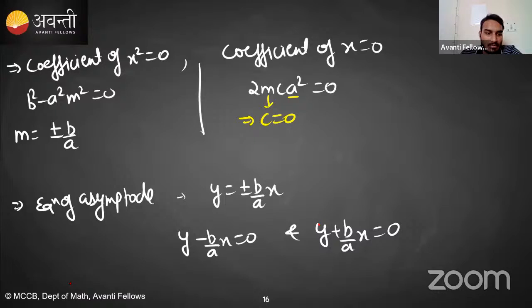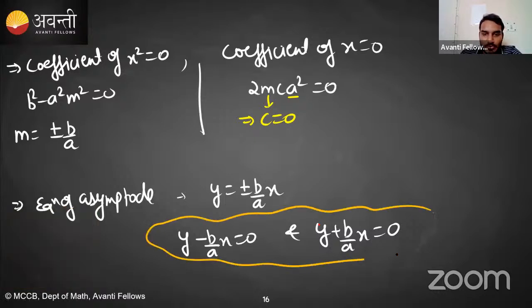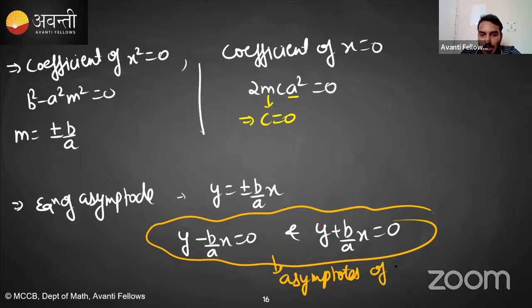Okay, so these are the asymptotes of the hyperbola x square by a square minus y square by b square is equal to 1. Okay, चलो, if it is clear, अब क्या करेंगे आगे? There is one interesting property that combines hyperbola, conjugate hyperbola and asymptote.